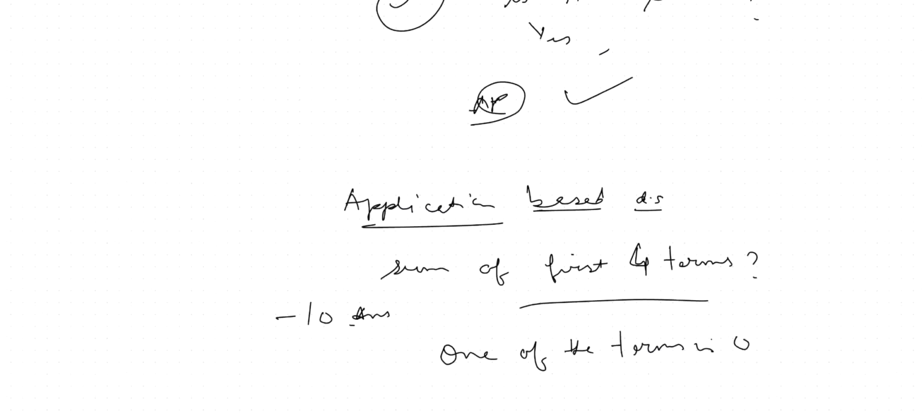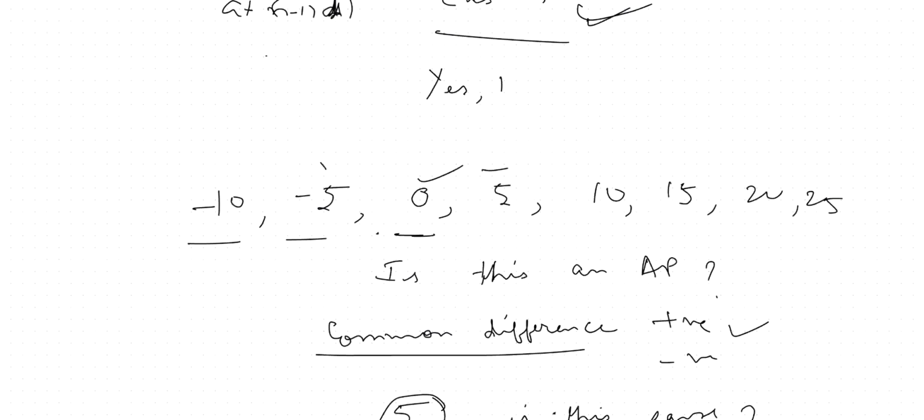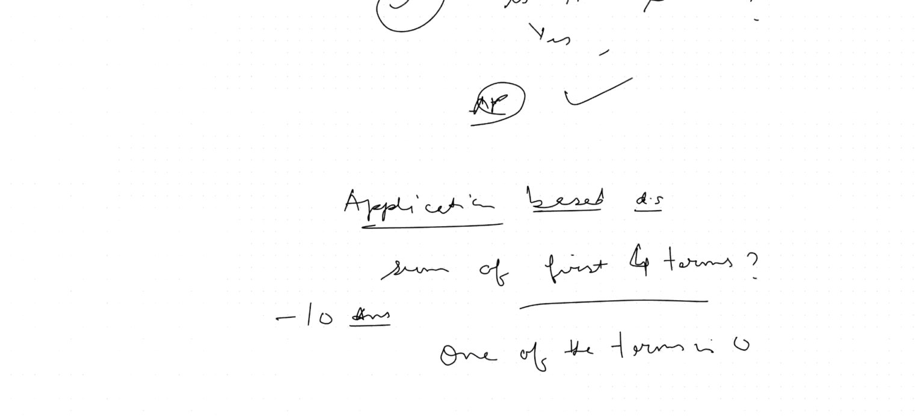ठीक है, please check this once again. You may have a look at this series of numbers and then look at the question. The question was asking you what is the sum of the first four terms. So the answer is that the sum of the first four terms is -10. Okay.